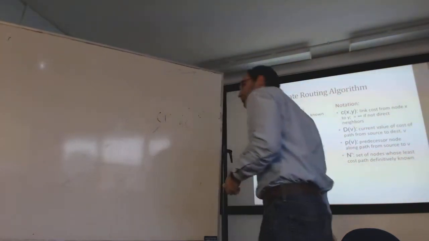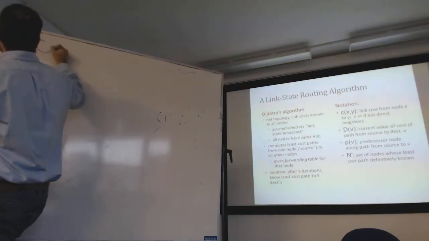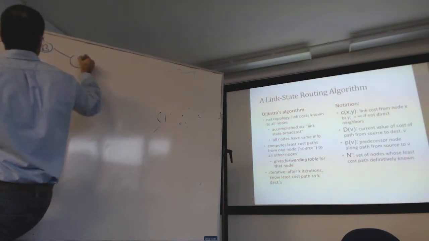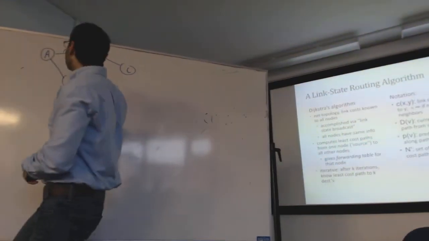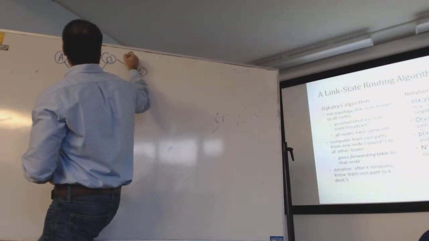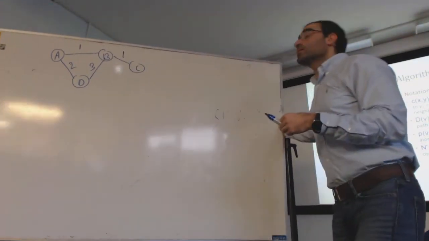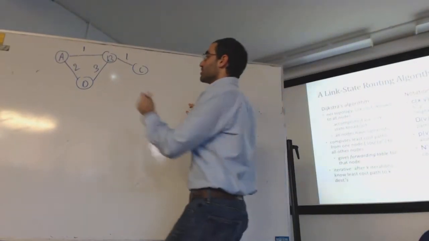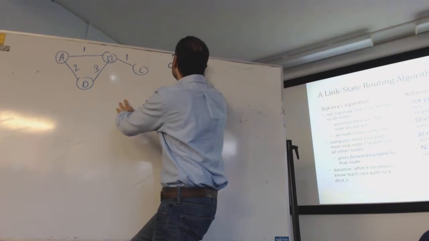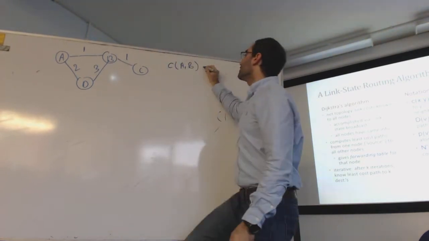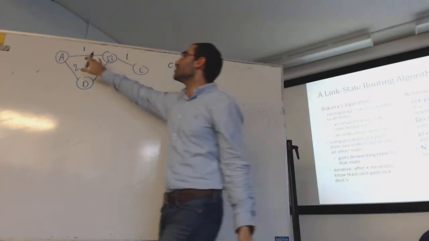Let's create a very simple topology here. I have A connected to B, B connected to C, and C is connected to D, and that's back to B. Let's put values here, 2, 3, 1. So let's explain the first thing, the connection between X and Y. Let's say I'm trying to find the connection between A and B. What's the value? 1. Simple, straight. I'm just finding the edge.